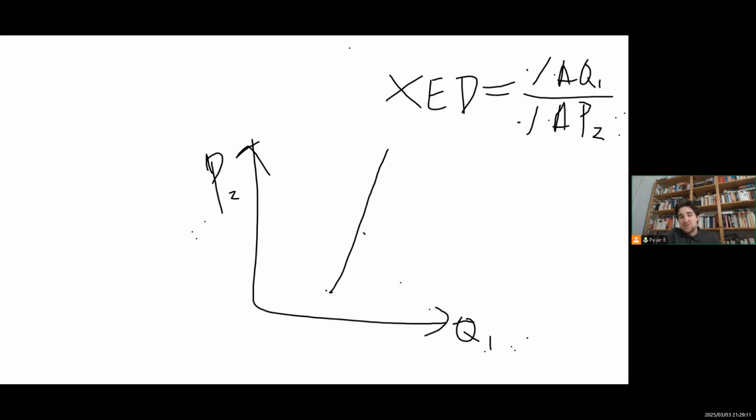So that's a sort of basic overview with substitutes. When they're substitutes, then it's going to be positive. So substitutes, we're going to see positive cross elasticity of demand. And the closer the substitute, the higher the XED, because there's going to be a more extreme change in quantity.